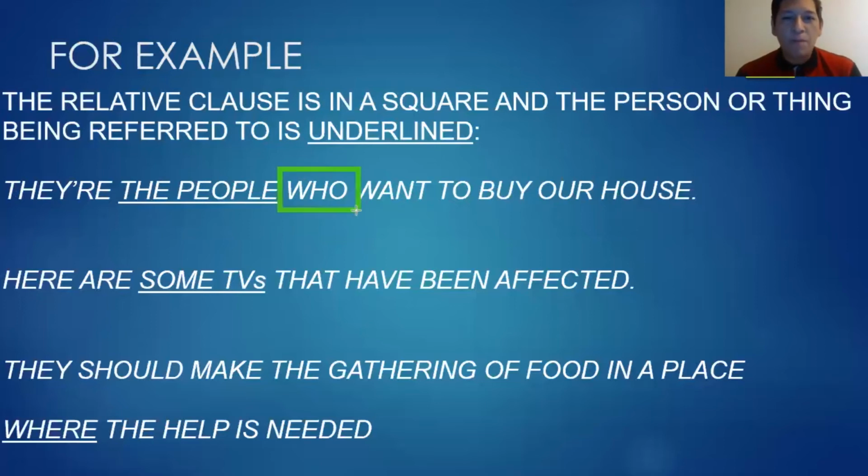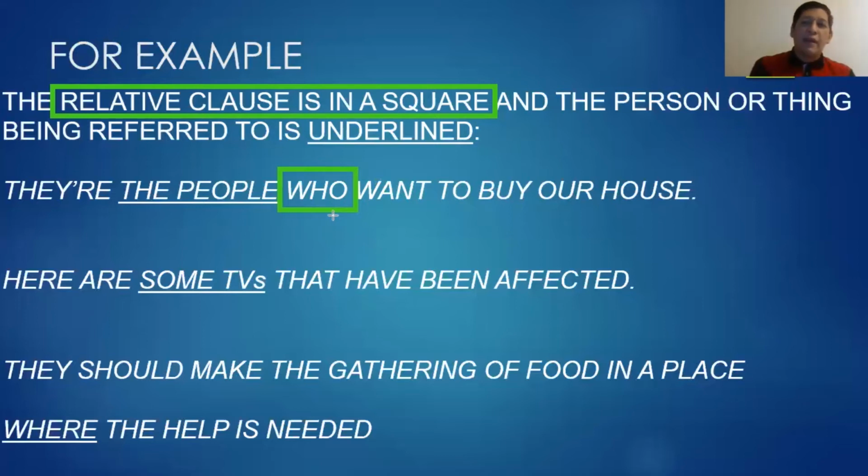It's this one, who. Okay, so it says in here, the relative clause is in a square, okay? So the square in here is who. They're the people who want to buy our house. Now, who refers to people, obviously, to the word that is before. In this case, it's super transparent, super simple, no problem, you see it in there, there's no issue.